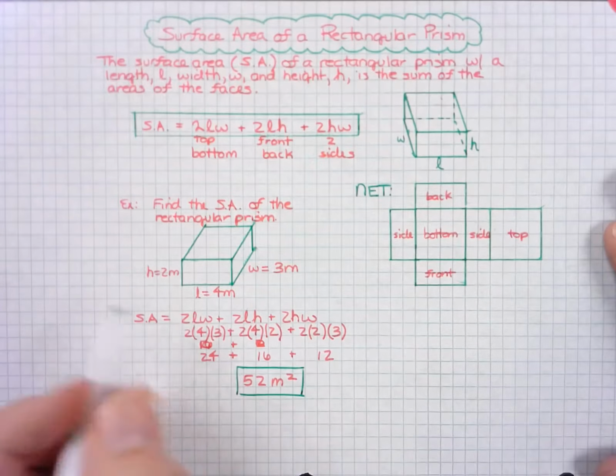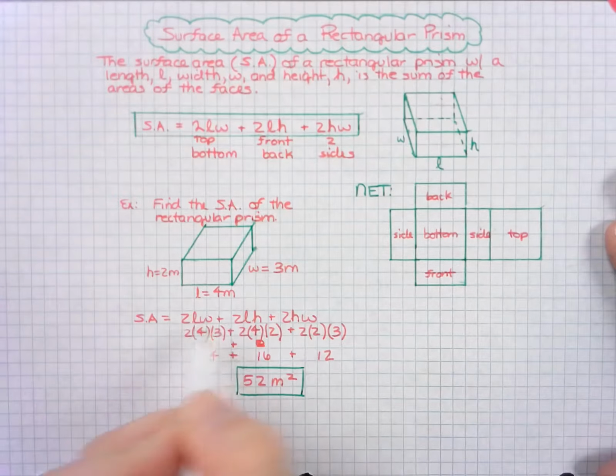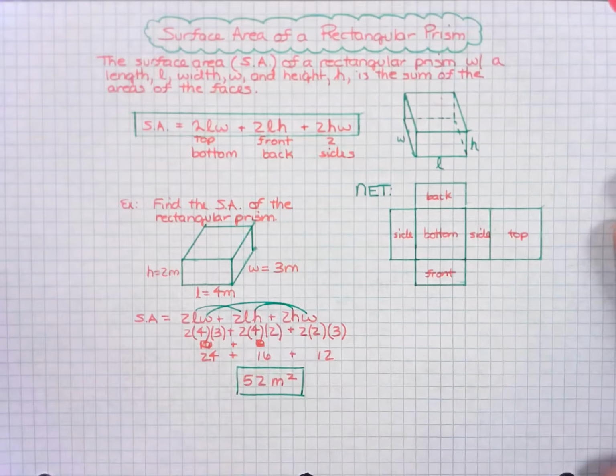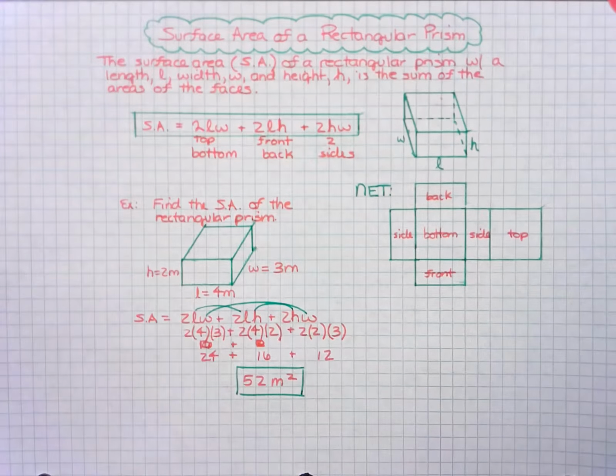Also notice, real quick, that each letter is used twice. So I use L and L, I've used W and W, and I've used H and H. Just another little pattern that I've noticed in my surface area formula here.